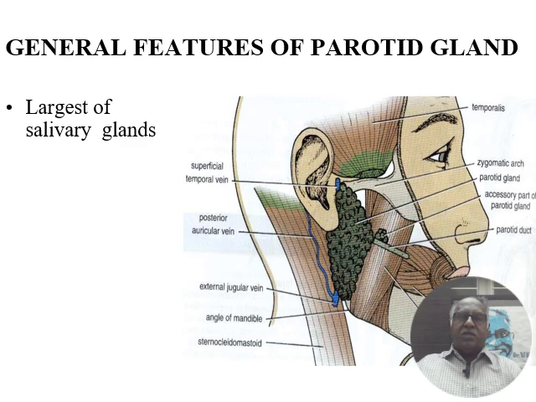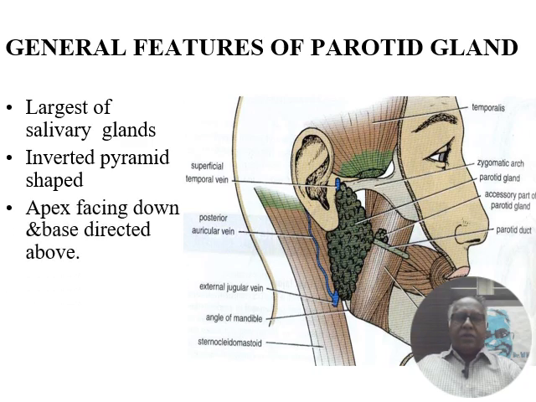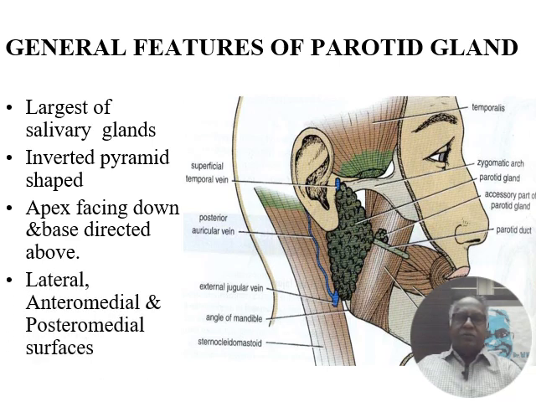It is the largest of the salivary glands. As we know, the sublingual and submandibular salivary glands are there, but the parotid gland is the largest of the salivary glands. It is of inverted pyramid shape. So you can see here, it's an inverted pyramid. The apex is pointing below. Here you are seeing the apex, and the base is pointing above.